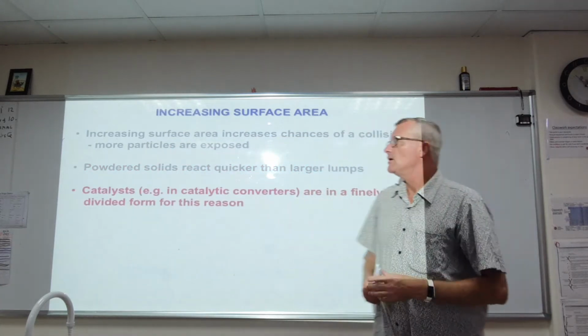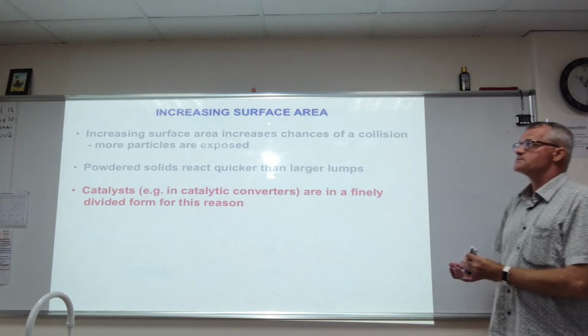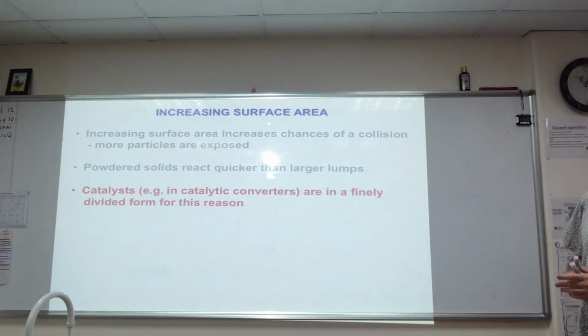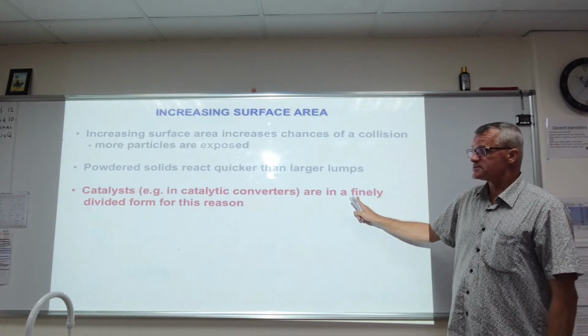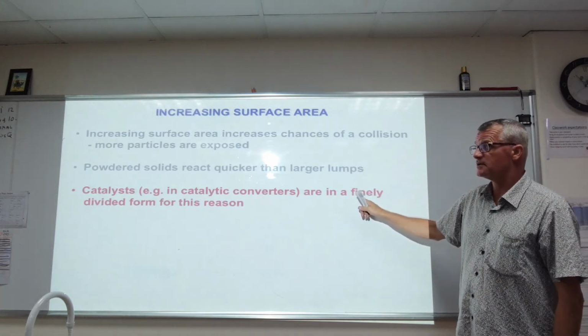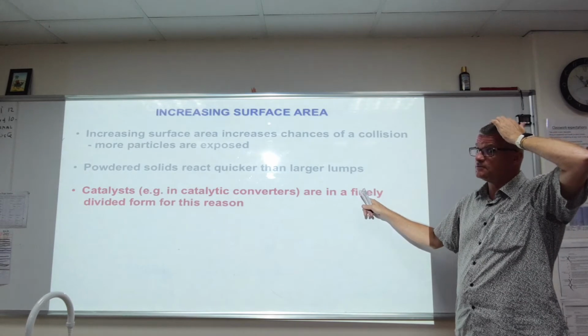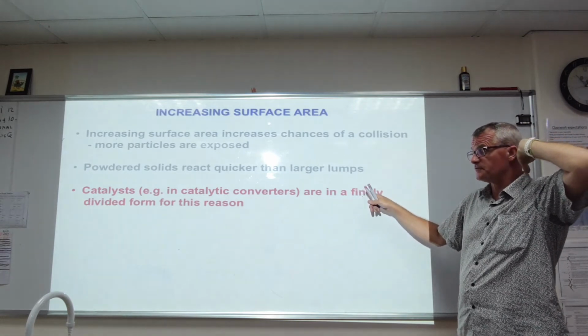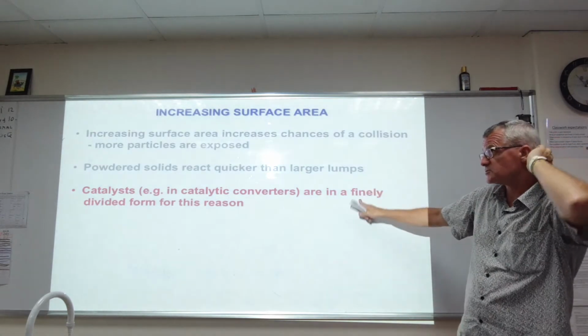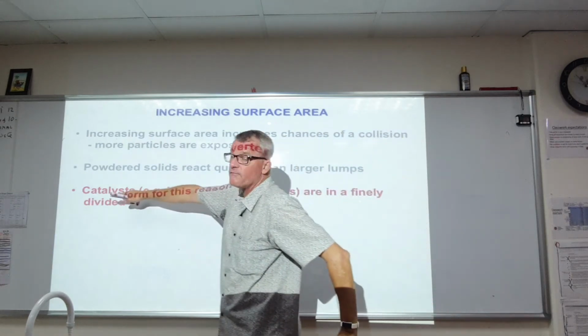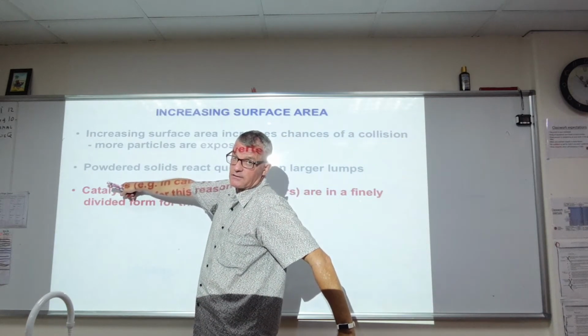How can we use a catalyst? We use a catalyst to lower the activation energy, but we can also increase the reaction rate by increasing the surface area of the catalyst.